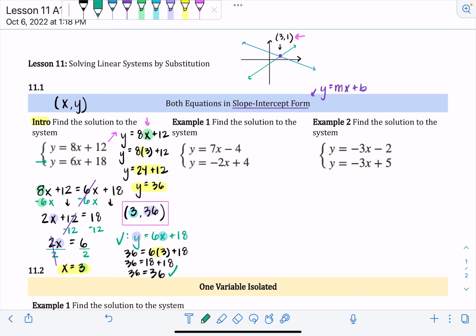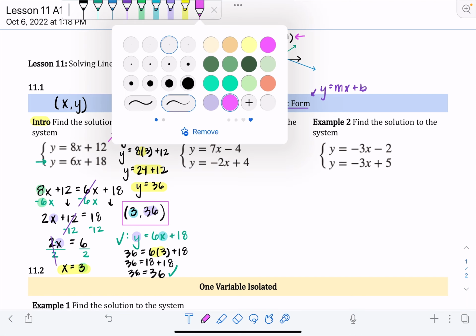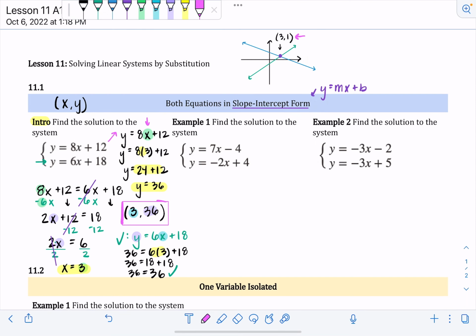So my check worked. I won't do a check on every problem, just because I would like to keep the video not super long. But just know, especially when you're taking an exam, you can check your answers, and you should, just to be safe. So our solution for this problem was 336.